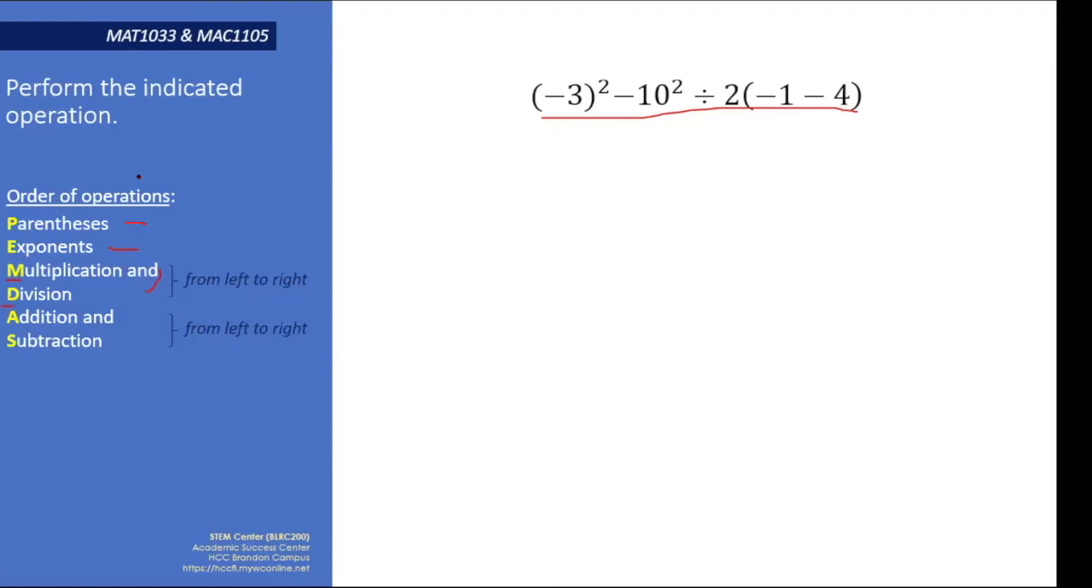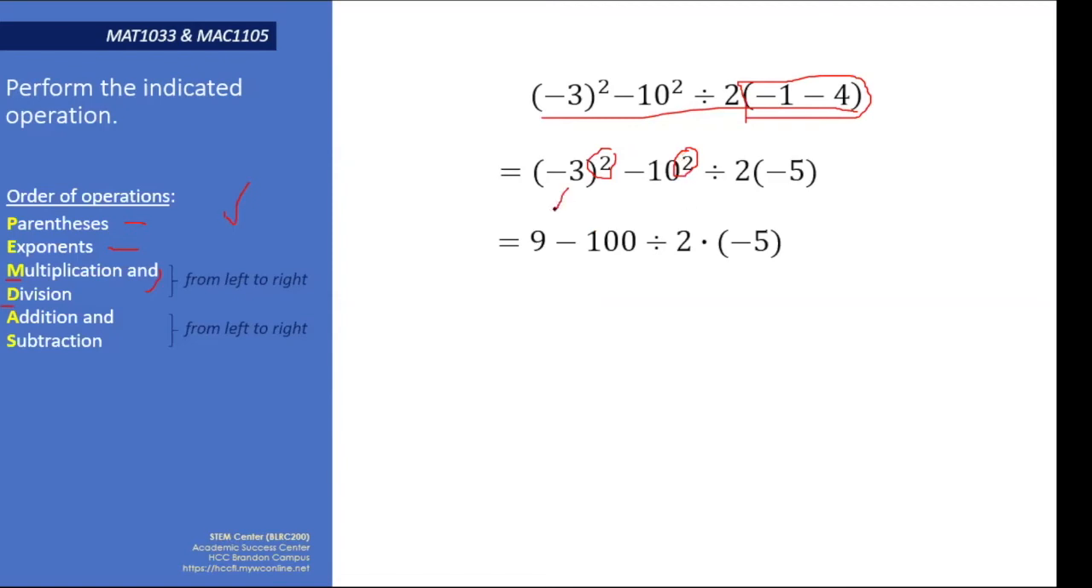So for this problem, we start at the top with parentheses. We look and see if there's any parentheses that have things going on inside which need to be evaluated. So here we've got -1 minus 4 inside the parentheses, so we take care of that. Now the parentheses are all done, check that off, and we look to see if we have any exponents, and we do, here and here. And so we take care of those, and we get 9 and 100. There's no more exponents, so we're done with that.